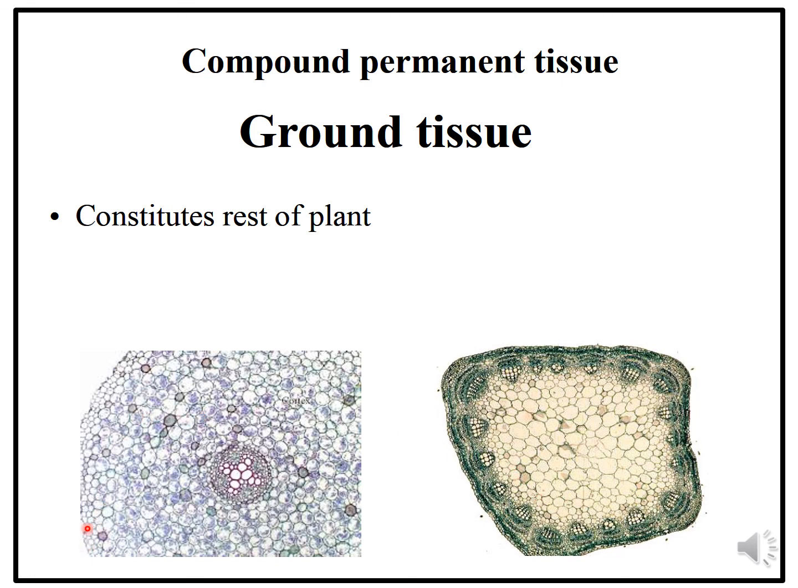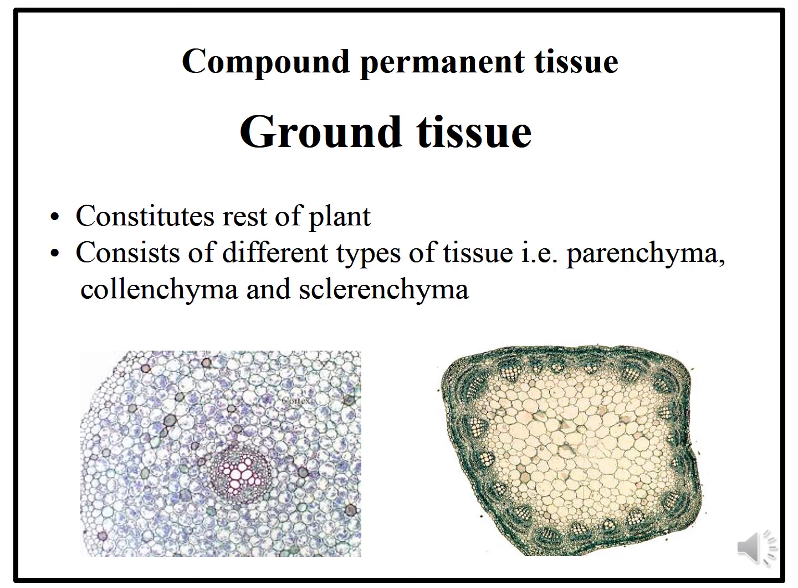The same here with the root. On the outside there is a single layer of epidermis, the vascular tissue is in the center of the root here, and the rest of the plant here is ground tissue. And it consists of different types of simple permanent tissue like parenchyma, collenchyma, and sclerenchyma.